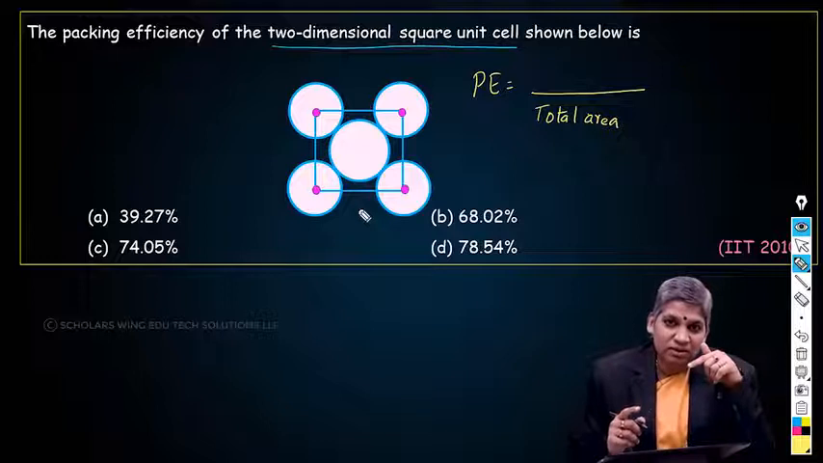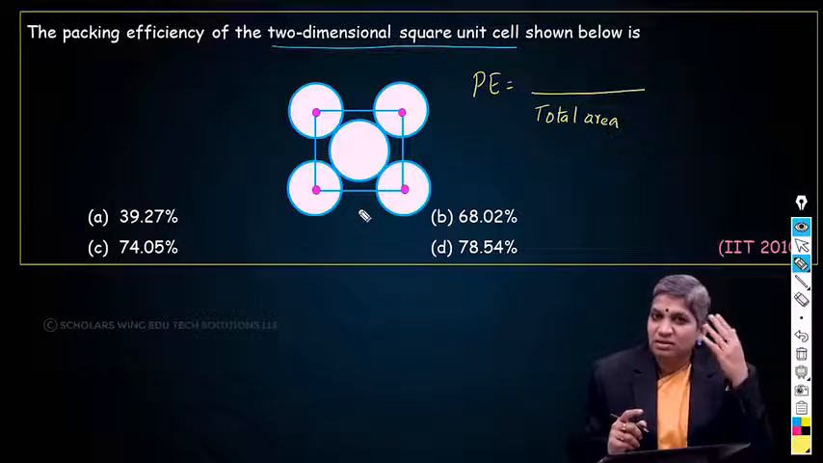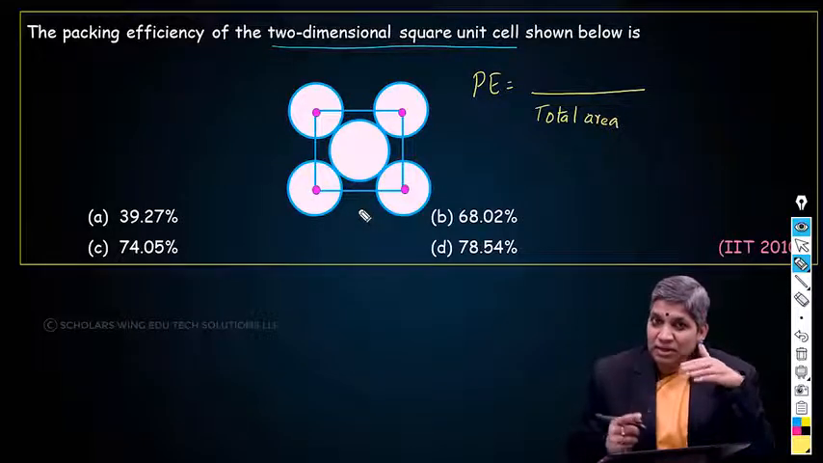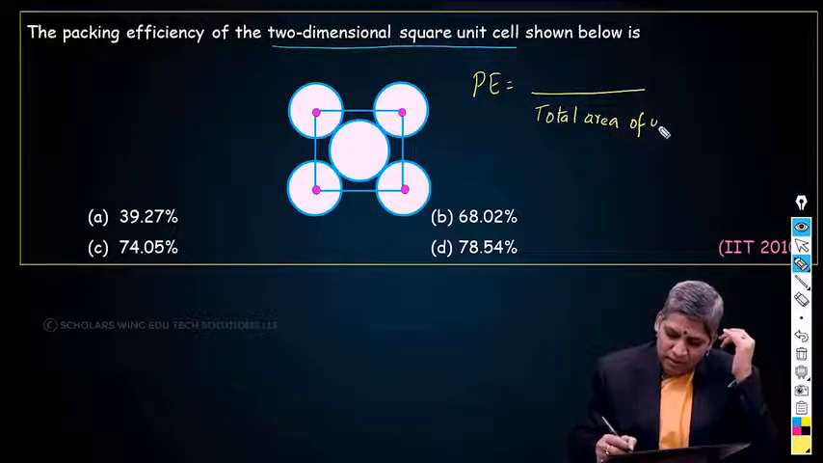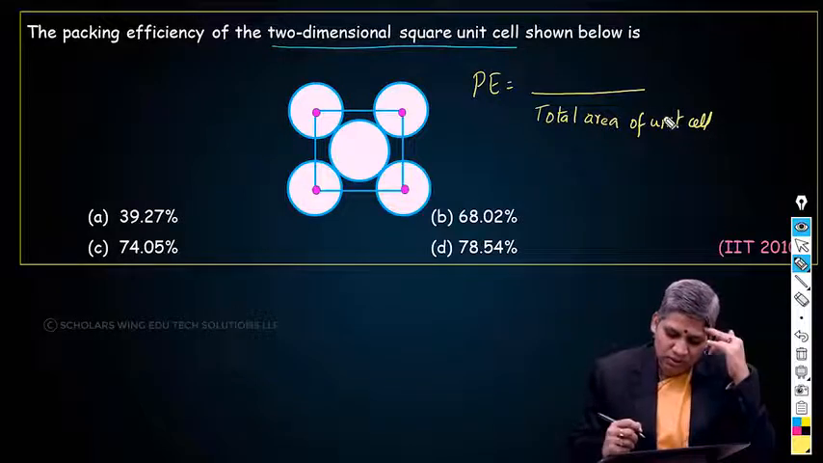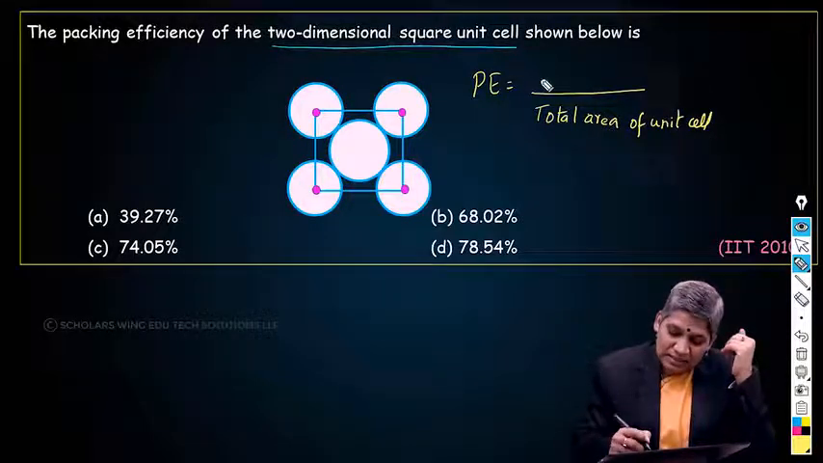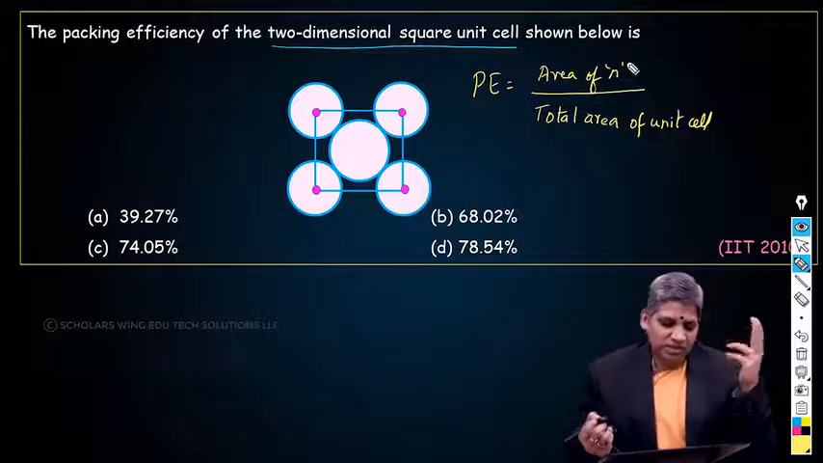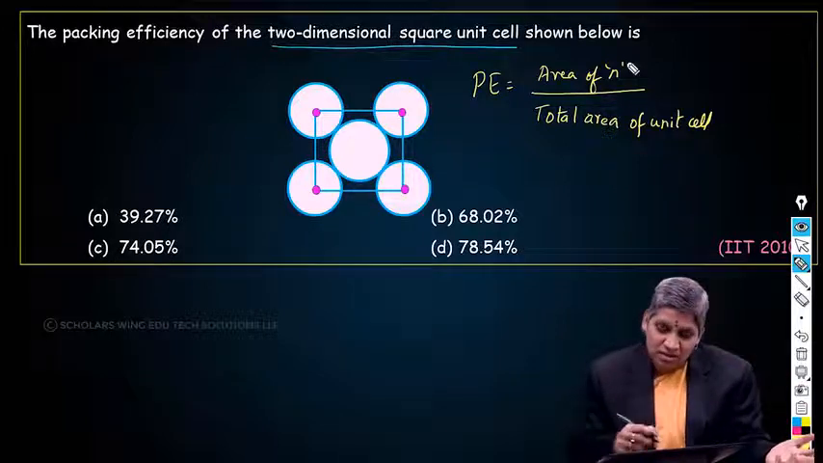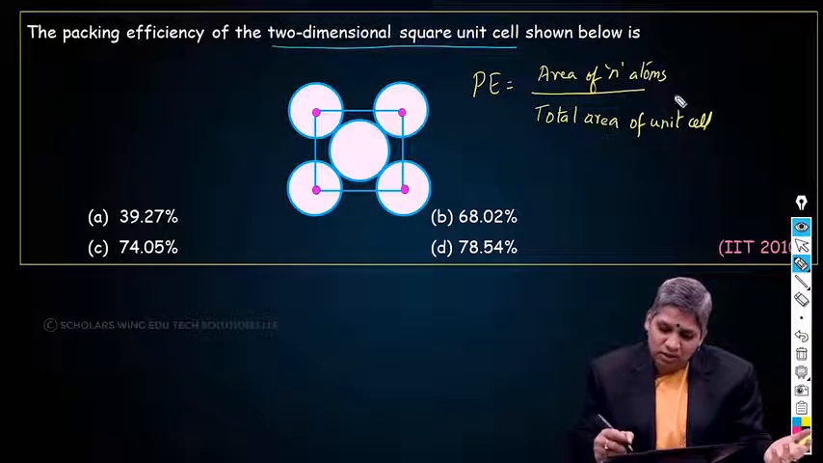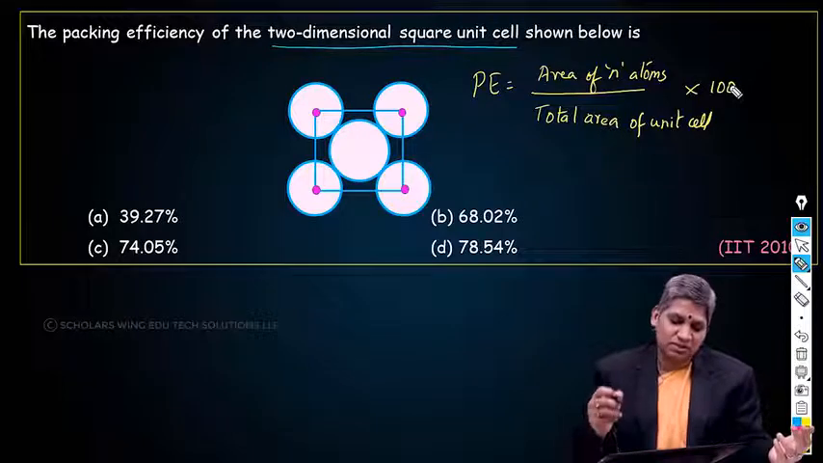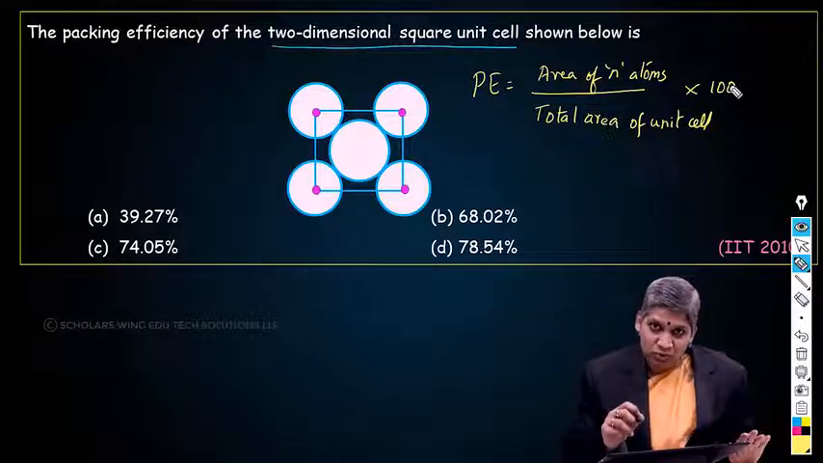If it is three-dimensional, obviously you have three dimensions: length, breadth, and height. In the case of cube, all three are equal. Therefore, we get edge length into edge length into edge length, isn't it? But here it's area. So total area of the unit cell is a square unit cell, of course. And the numerator is the area of n number of spheres or atoms, but here they are circles, they're not spheres. Into 100 because we need to express in percentage. Very good. So this is the formula we need to use now.